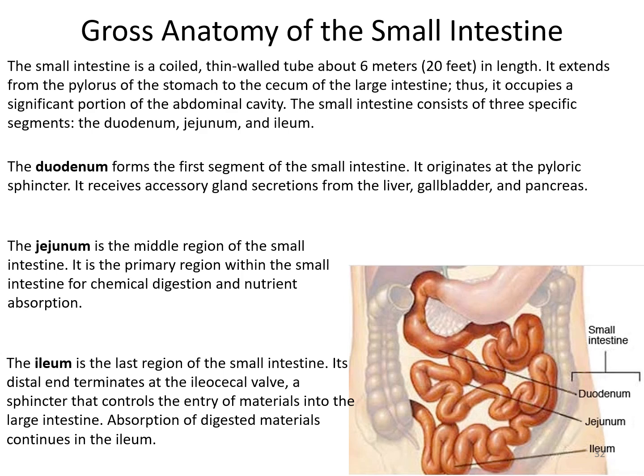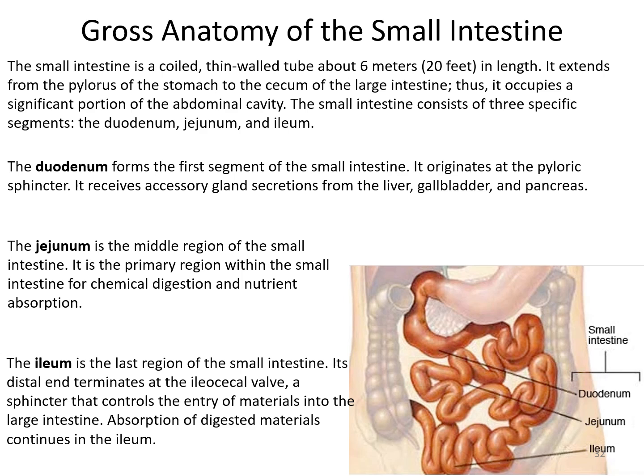The jejunum is the middle region of the small intestine. It's the primary region where you're going to get chemical digestion and nutrient absorption, and then the final portion is the ileum. The distal portion terminates at what's called the ileocecal valve. So the cecum is actually the first part of the large intestine. The ileum is the last part of the small intestine. So in between those two, you have what's called the ileocecal valve. Sometimes you'll see it called ileocolic, but either one, it's the ileocecal valve.